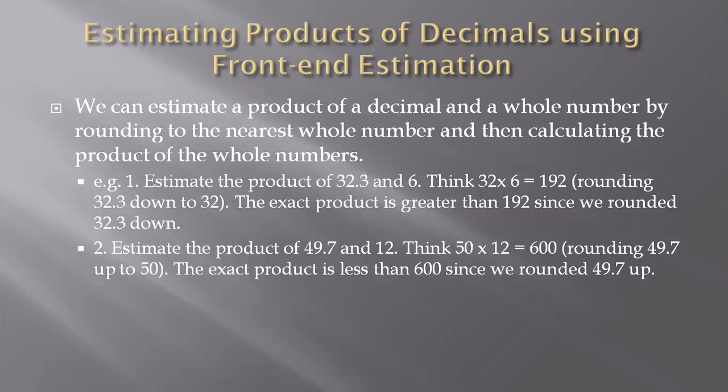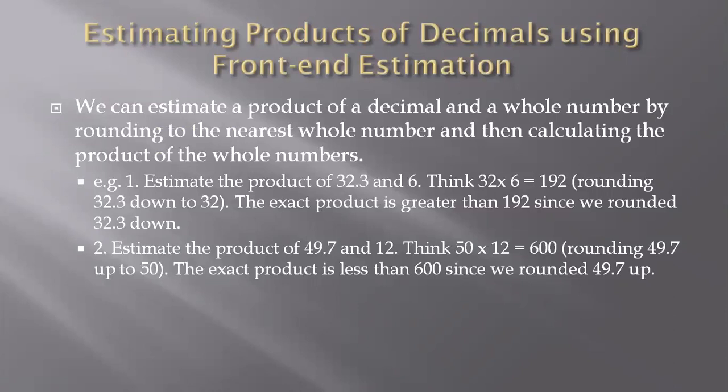We can estimate a product of a decimal and a whole number by rounding to the nearest whole number and then calculating the product of the whole numbers. Very similar to the addition one, but instead of adding, we're multiplying. So we round to the nearest whole number and you multiply and you find the answer. This is not going to give you an exact product, but it'll give you close enough in the same ballpark of the real answer.